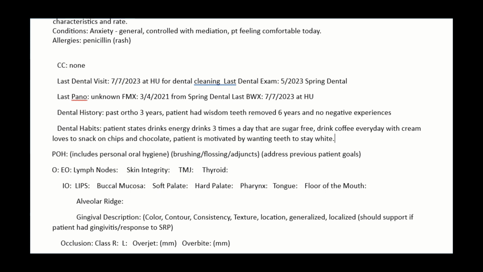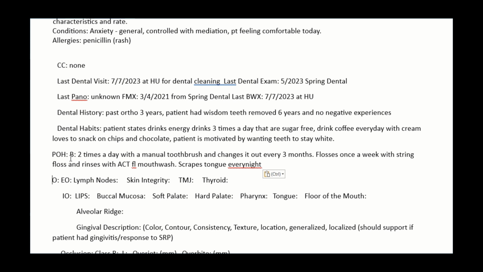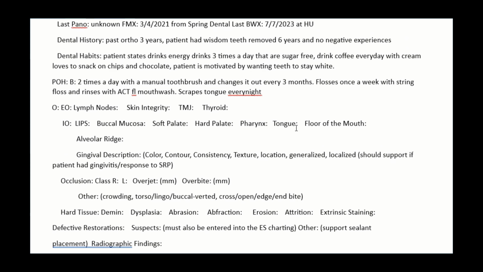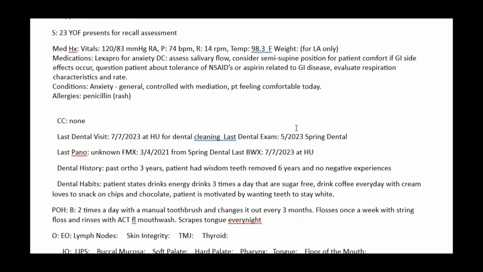POH means personal oral hygiene habits. What does the patient do every day? How are they brushing? How are they flossing? So this patient brushes twice a day. They are flossing once a week. They are rinsing with mouthwash, Act fluoride mouthwash, which is fantastic, and the patient scrapes their tongue every night. So that kind of gives you an idea of what the S is supposed to look like.